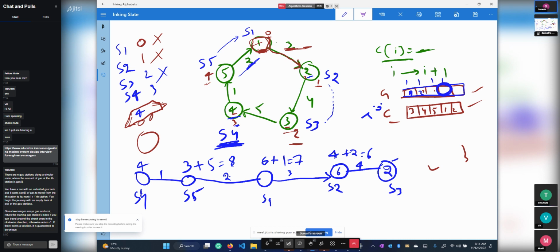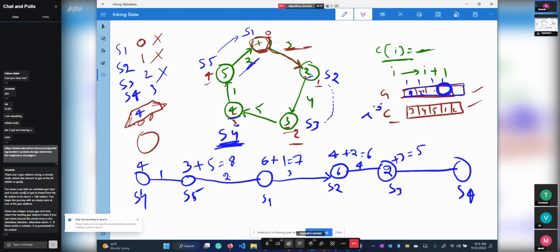And how many gallons are available at station S3? 3. So you will have a total of 5 gallons available. Now, can you travel from S3 to S4 or not? You have 5, yes, we can travel.